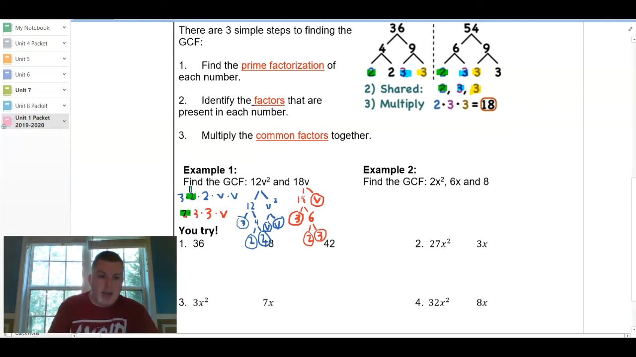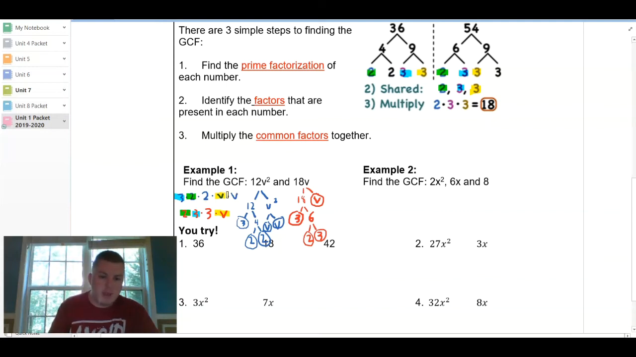I also have a 3 and a 3 in each of these. Now the top one has an additional 2, but I don't have another 2 in the bottom, so I can't highlight that. But I do have one more thing that's the same, and that's going to be the V and the V. Now, I looked at the things that are not highlighted.